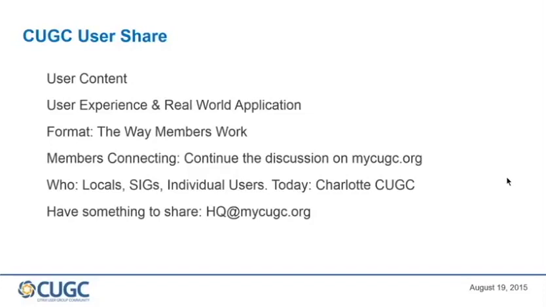So if you have something you think would be interesting to the community, you want to share, let us know. You can do it through your local group. You can do it through a special interest group, or you can do it as an individual user. We'll help you work it out. To make that happen, you can just email us at hq@mycugc.org.